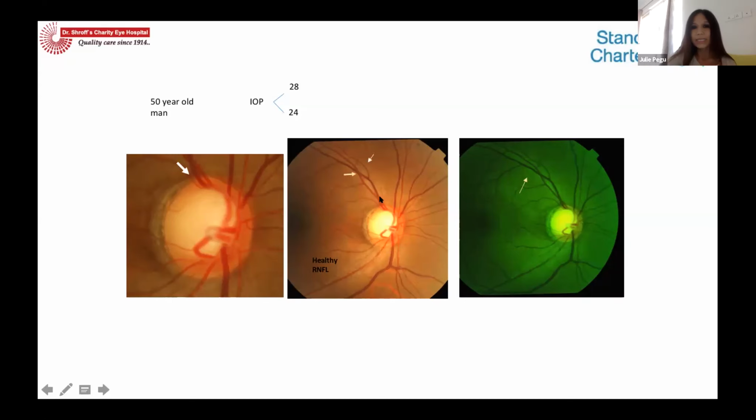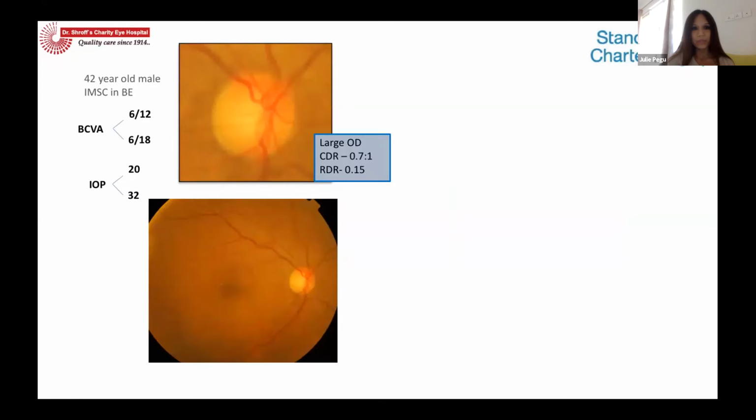But superiorly, you see that the RNFL stripes are minimal, and then here you can appreciate the defect. So that is how it helps us.